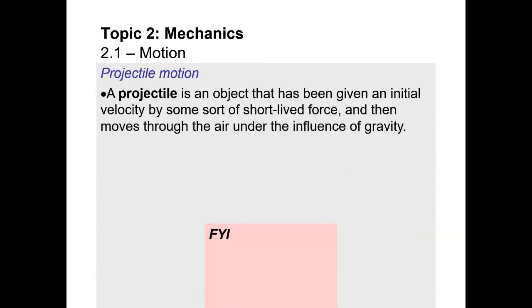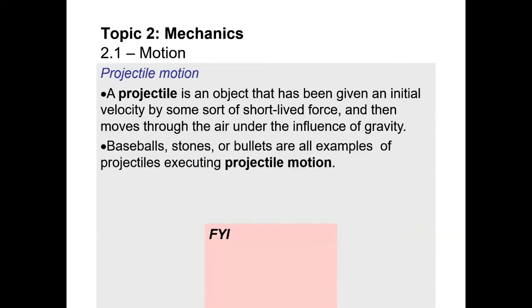Hello everyone. Let us continue topic 2, mechanics. Projectile motion. A projectile is an object that has been given an initial velocity by some sort of short-lived force and then moves through the air under the influence of gravity. Baseballs, stones, or bullets are all examples of projectiles executing projectile motion.